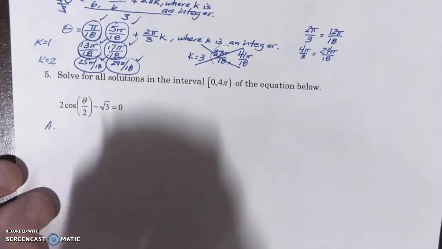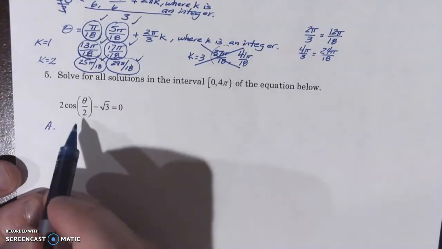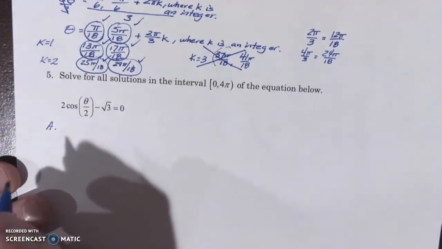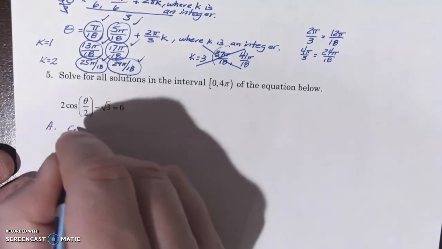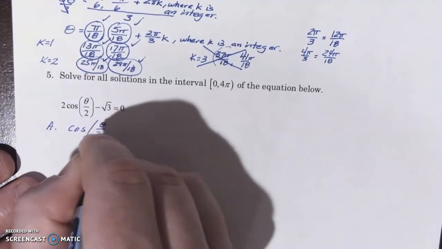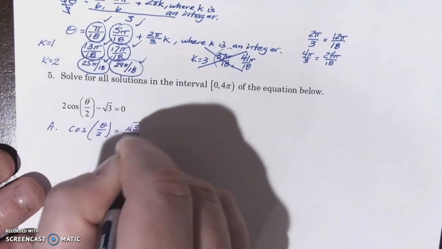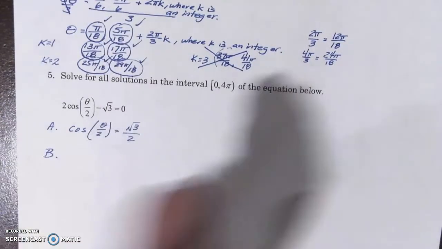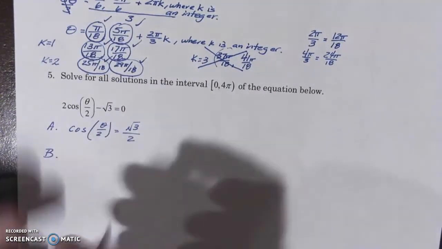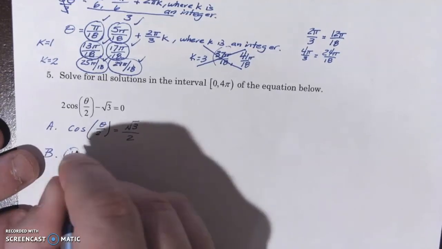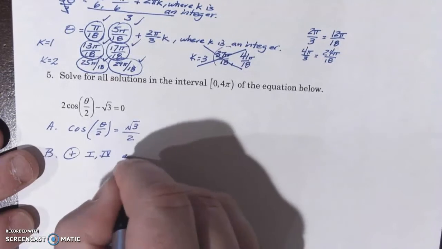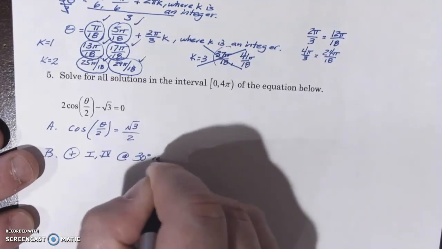Step A, get the trig function by itself. We have a theta over 2. Okay, so we have a different angle than theta, not going to be a big deal. We're going to follow the steps that we had. So getting our trig function by itself, add root 3, divide by 2. Okay. B, we're going to find the angle measures where cosine is root 3 over 2. Okay, cosine's positive. Cosine's positive in quadrants 1 and 4. Cosine's root 3 over 2 at 30-degree reference angles.